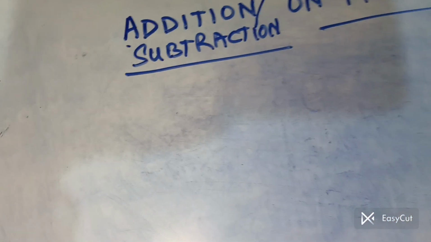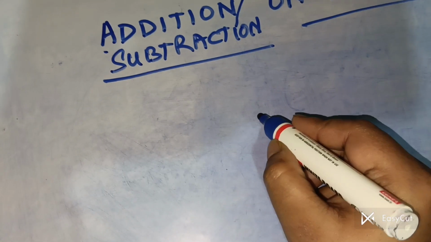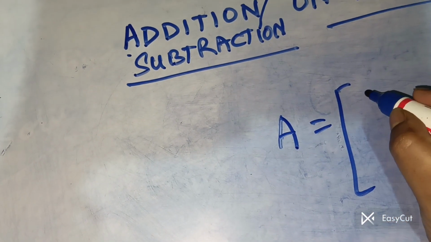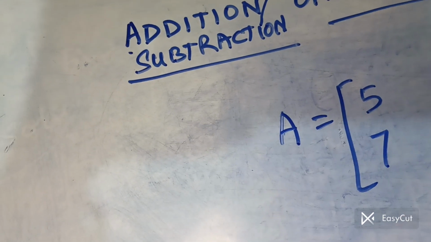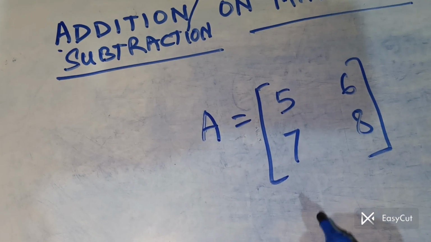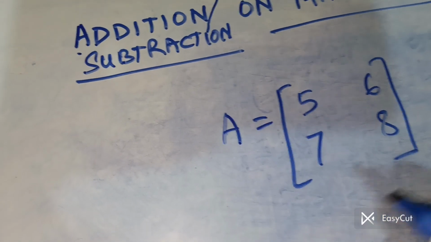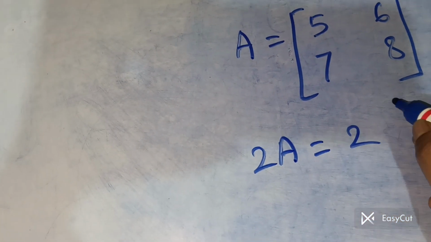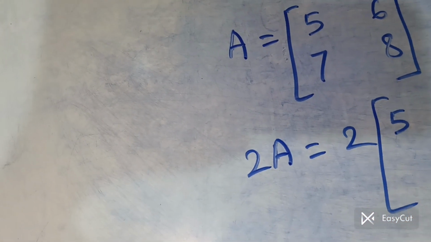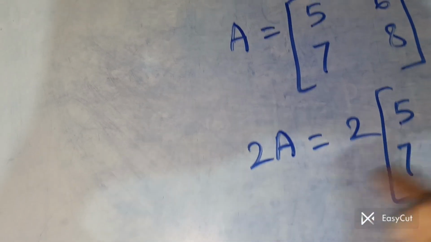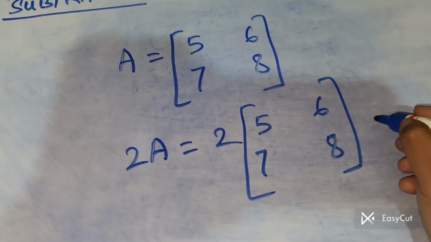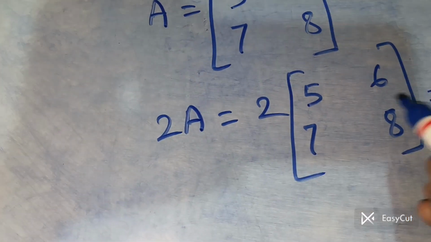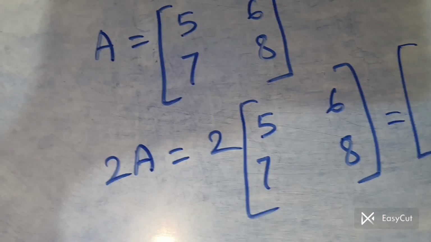Next is, if we multiply a number with a matrix, like suppose a matrix A equals 5, 6, 7, 8 maybe. Now if we are multiplying this matrix with K, or suppose 2 into A, we are multiplying this 2 with matrix A, right? Each element of matrix A will be multiplied by 2. Means 2 is multiplied to each element of this matrix, like this.